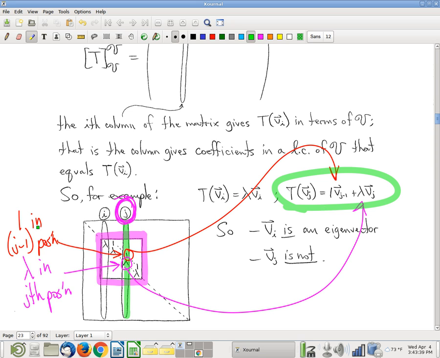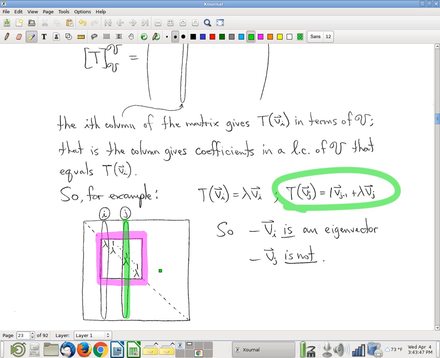The punchline is that this corresponding basis vector is not an eigenvector. Because look at this equation. If Vj were going to be an eigenvector, I would need T of Vj to be a multiple of Vj. But sadly, T of Vj is a multiple of Vj plus something that's definitely not a multiple of Vj. And that adds up to not a multiple of Vj. So Vj is not an eigenvector.